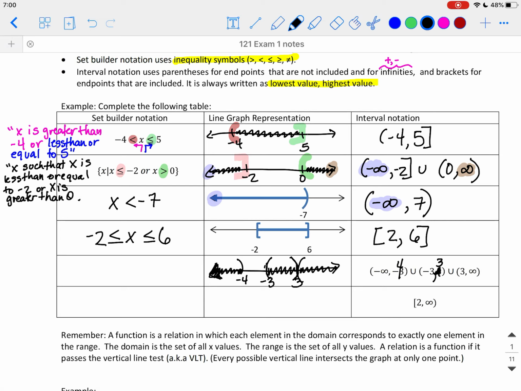So the set builder notation for this one's going to be interesting. We can say that x such that x is less than -4, or x is less than 3, greater than -3, or x is greater than 3.